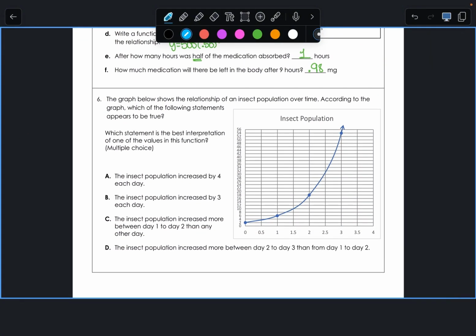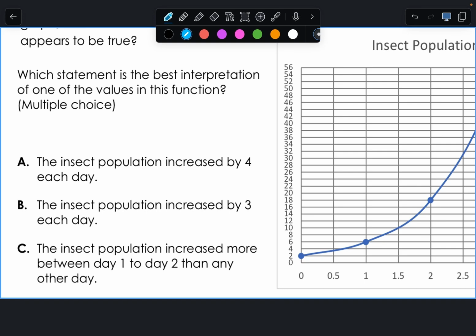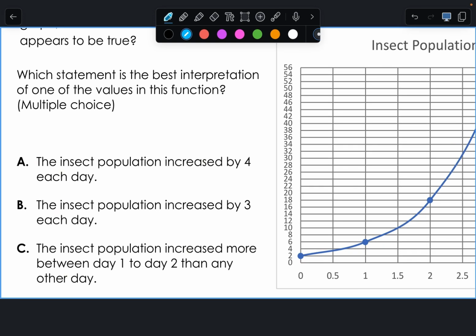The last two are multiple choice. Okay, it does say multiple choice on it. The graph below shows the relationship of an insect population over time. According to the graph, which of the following statements appears to be true? So look at A and B. A says the insect population increased by 4 each day.